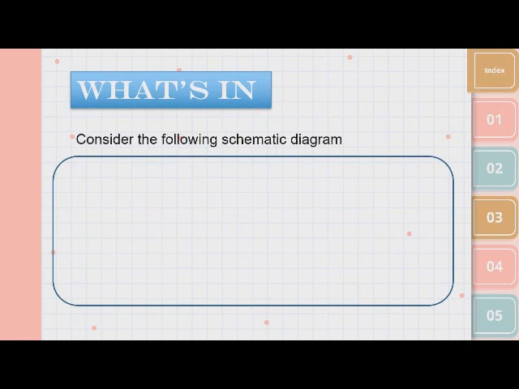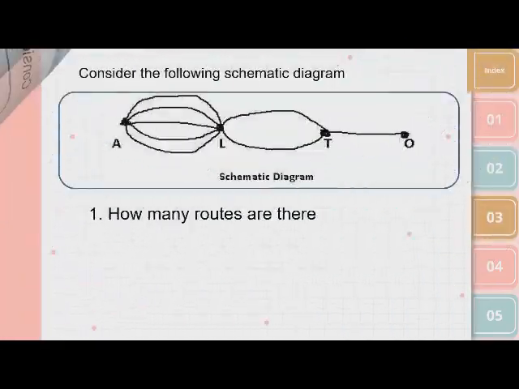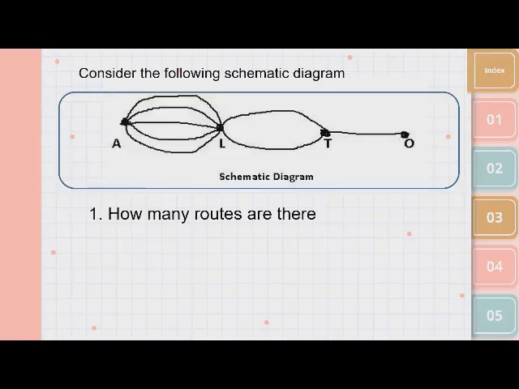Consider the following schematic diagram. We have here places A, L, T, and O, and routes represented by the curved lines. Here we are going to answer the following questions. First question: how many routes are there from A to T via L?